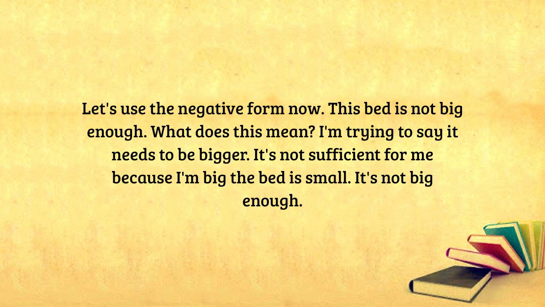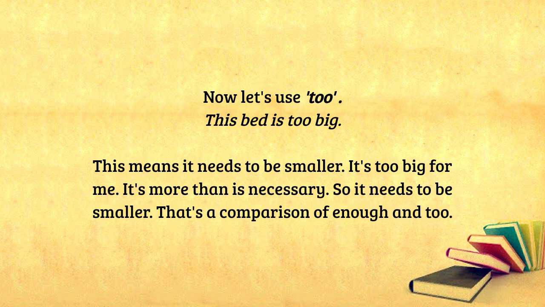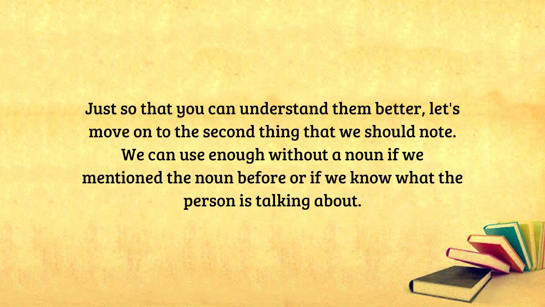It's perfect. Let's use the negative form now. This bed is not big enough. What does this mean? I'm trying to say it needs to be bigger. It's not sufficient for me because I'm big. The bed is small. It's not big enough. Now let's use too. This bed is too big. This means it needs to be smaller. It's too big for me. It's more than is necessary. So it needs to be smaller. That's a comparison of enough and too, just so that you can understand them better.